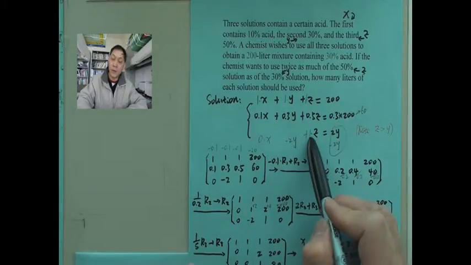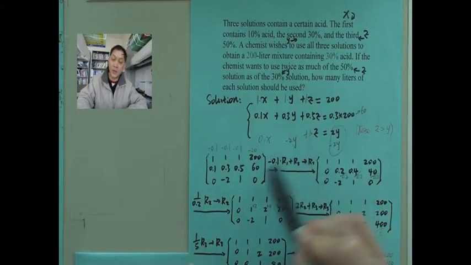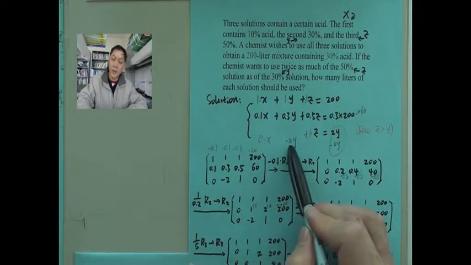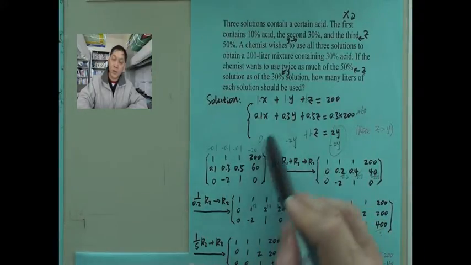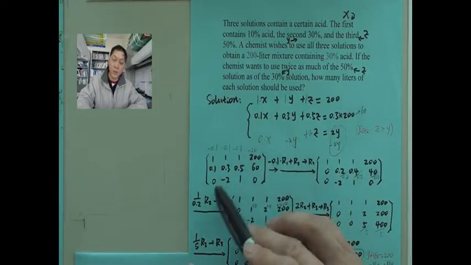And then 1 is the coefficient of z. So you put 1 here. Negative 2y, so negative 2 goes here. There is no x, which means 0 times x equals 0. So you put 0 here.